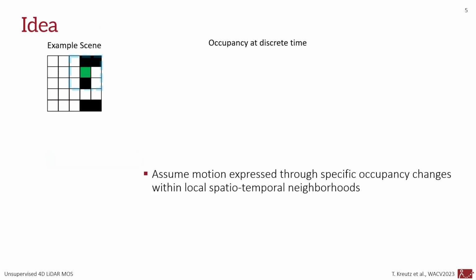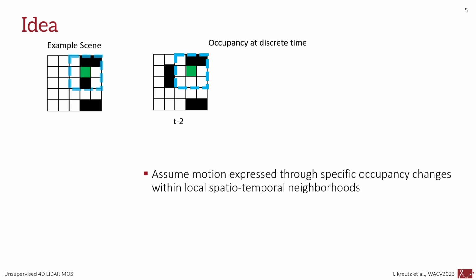Consider here the example of a moving object in the 2D grid on the top left. We assume motion to be expressed through specific occupancy change patterns within local spatio-temporal neighborhoods. We now want to model the change of occupancy over time of the green voxel. To this end, we record the occupancy of each voxel in its spatial-temporal neighborhood.